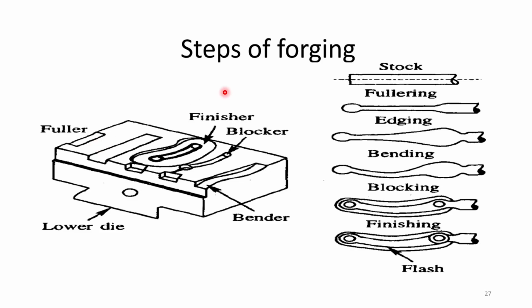Okay, next, these are some of the steps in forging: stock filtering, edging, bending, blocking, finishing, and then this part that is not part of the final product, which is the flash.